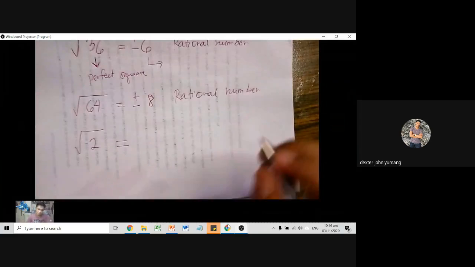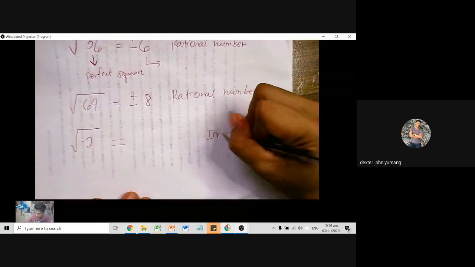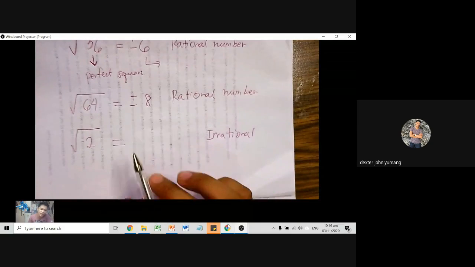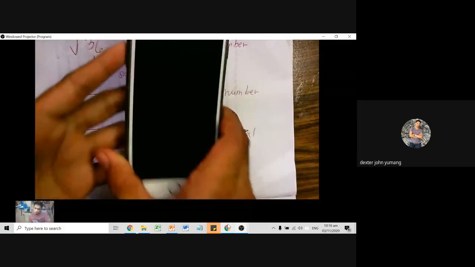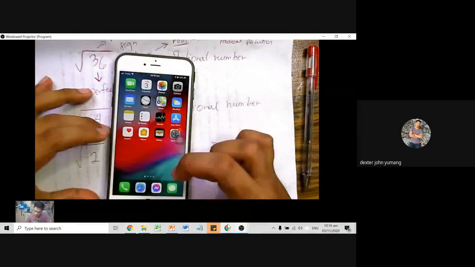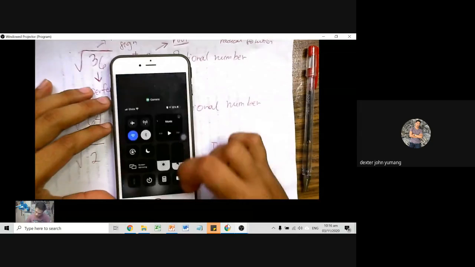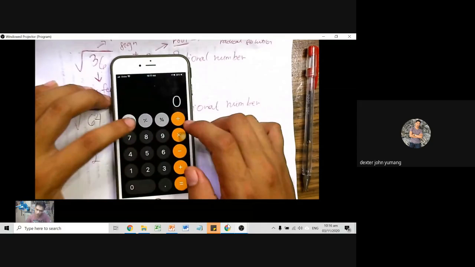So, this is an example of irrational number. Pero, paano natin kukunin yung number dito? Ang tanong ko, paano natin kukunin yung number dito? You get your calculator or your cell phone. Sa cellphone po ninyo, meron pong calculator, di ba? So, ito yung calculator. Okay, yan po yung calculator.